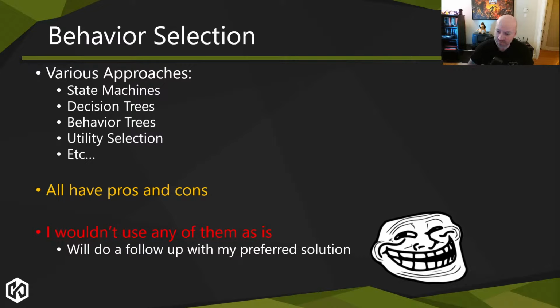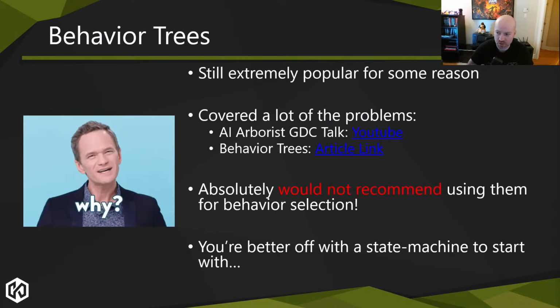Anyways, so long story short, worth reading up on all of these. Be very careful with each one. I'm going to mention behavior trees explicitly right now, primarily because they are still extremely popular for some reason. And I'm not entirely sure why. I would have thought by now people have been aware of all the problems and dealt with all the issues. I've covered some of the problems.